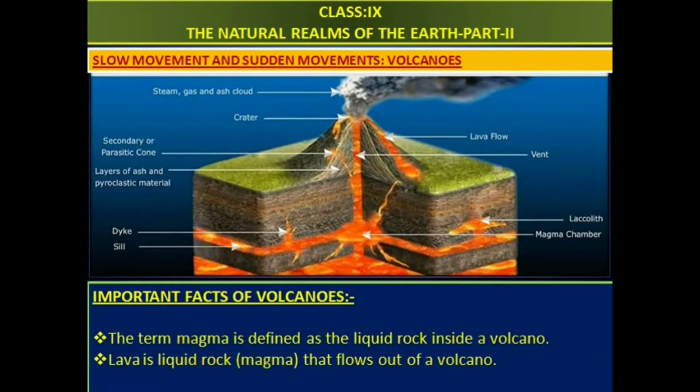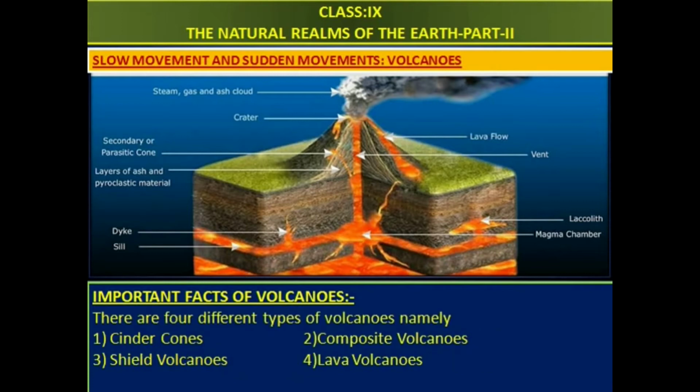Now let us understand the important facts of volcanoes. The term magma is defined as the liquid rock inside a volcano. Lava is liquid rock, that is magma, that flows out of a volcano. There are 4 different types of volcanoes, namely cinder cones, composite volcanoes, shield volcanoes, and lava domes. Now we are going to learn these 4 different types of volcanoes in detail.